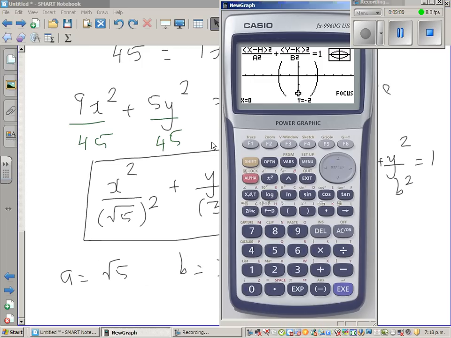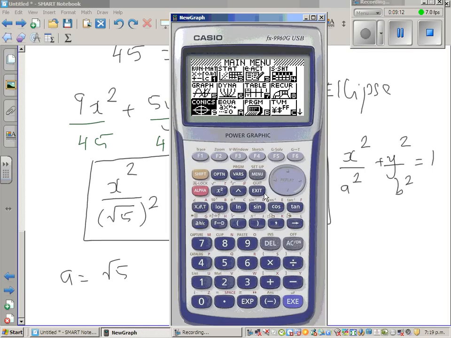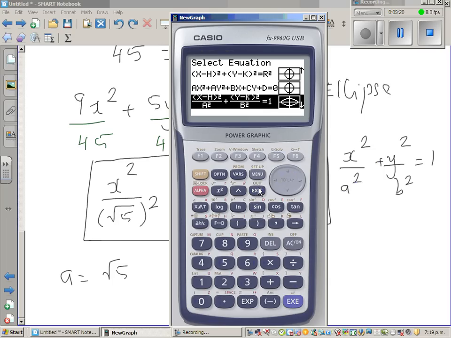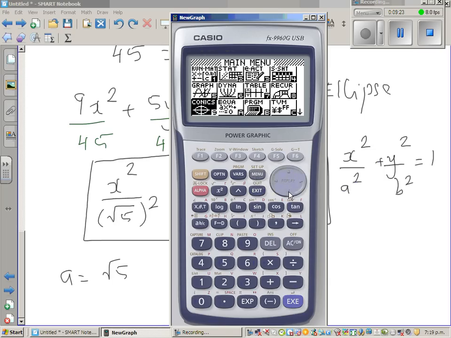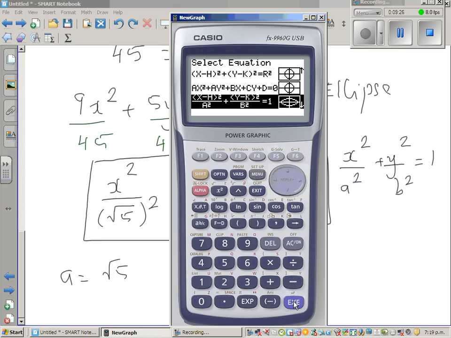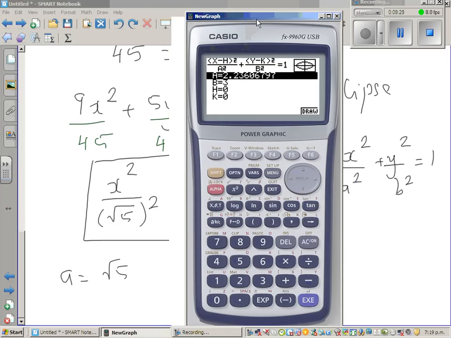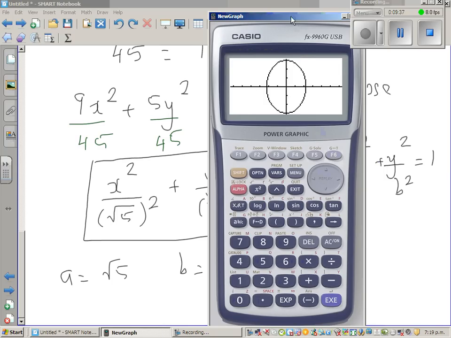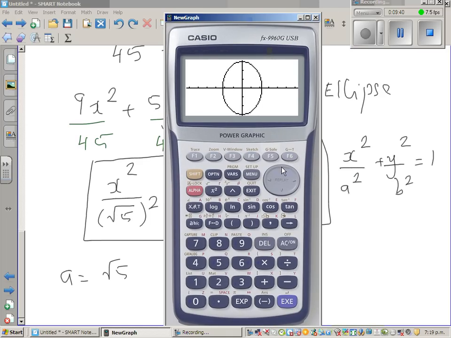So this is my graphing calculator. I already worked this out. If you go to conics, this is ellipse. This is the square root of 5, which is 2.23. I've saved this. Your b is 3, your h and k are 0. So this is an ellipse, and the points that were given were nothing but the foci. So one focus is (0, 2), and the other focus is (0, -2).